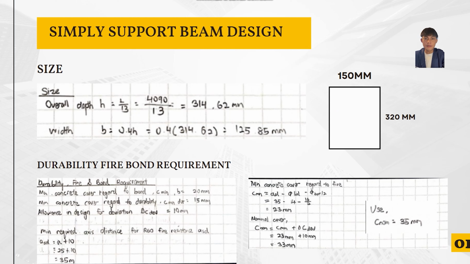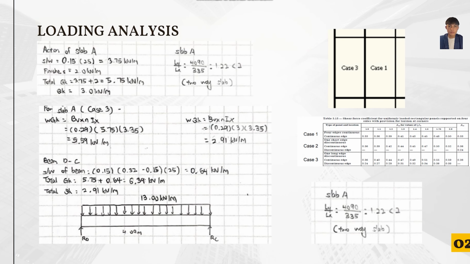The first step in designing a simple support beam is to determine the size of the beam. After we calculate with the given formula, as shown in the slide, we get 150 mm for the width of the beam and 320 mm for the height of the beam. And then we need to calculate the durability, fire and bond requirements based on the Eurocode, and we get the C nom we use is 35 mm.